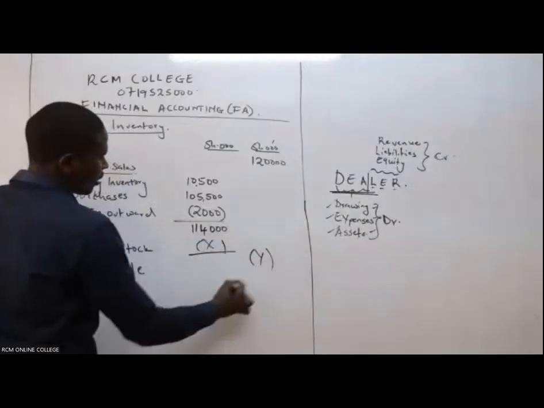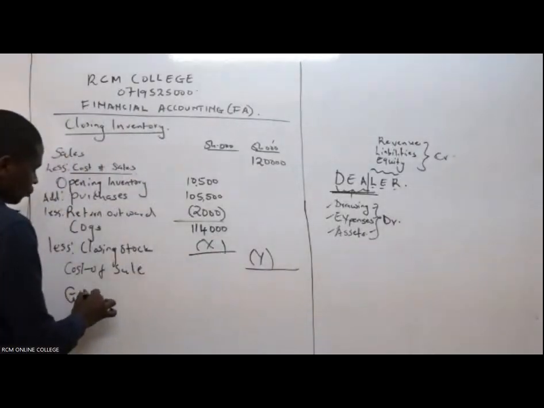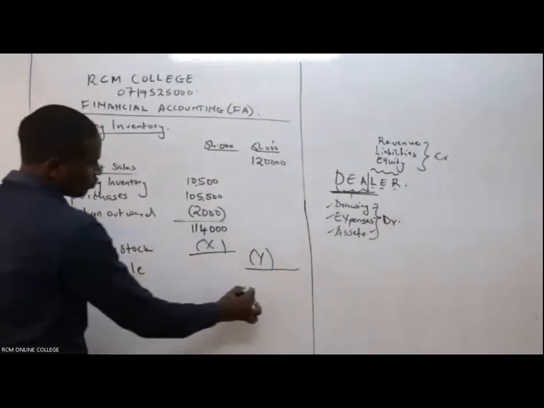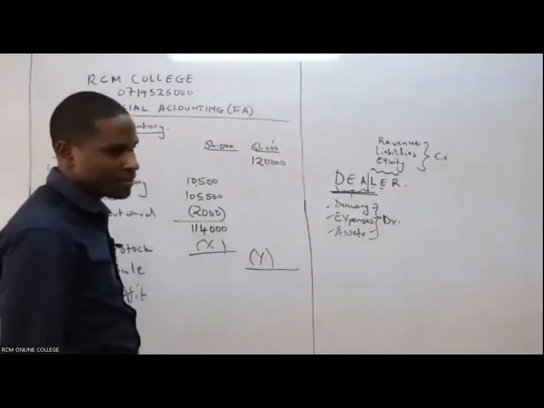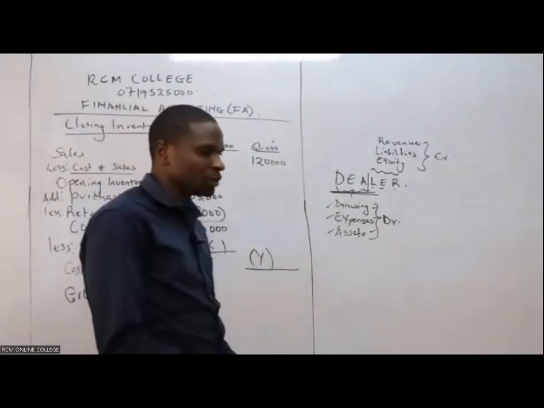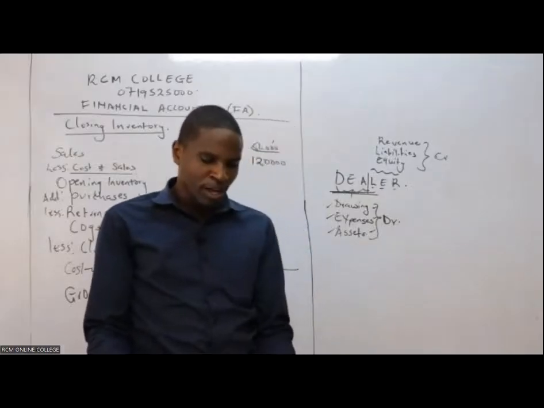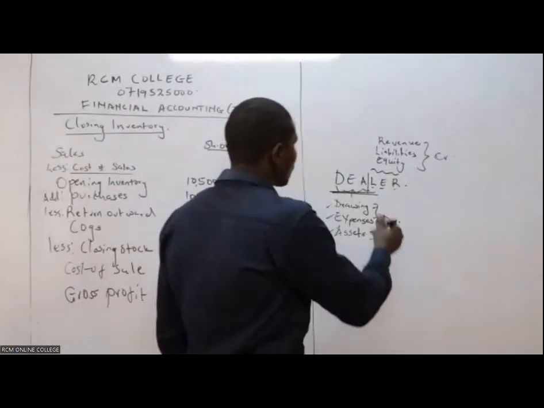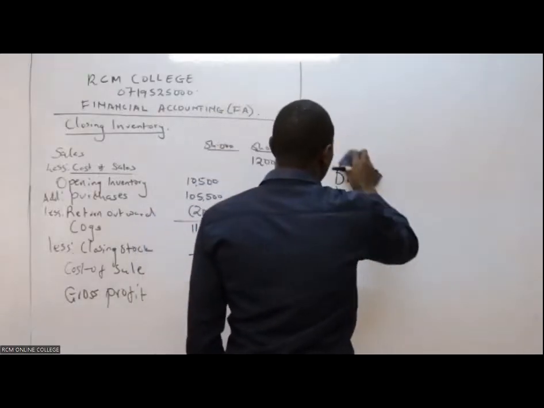And then we raise our cost of sale there. We get our gross profit. Now, in our case, I can see additional information number 1. We've been told that the company maintains a gross profit margin of 20%.